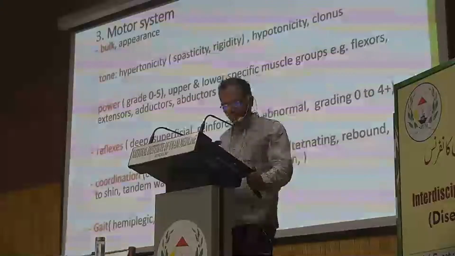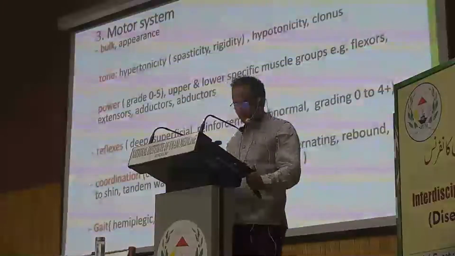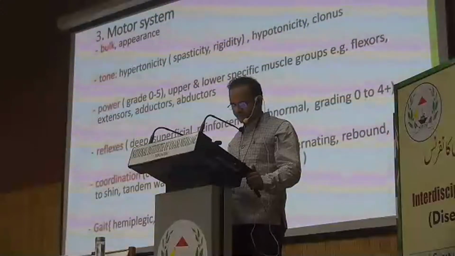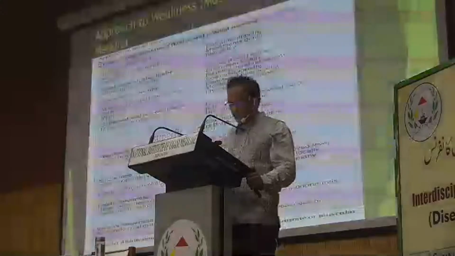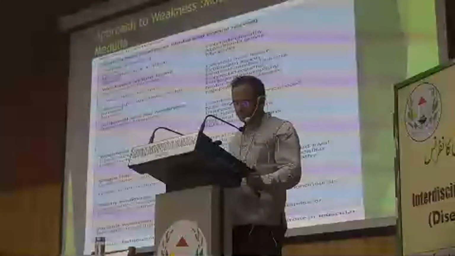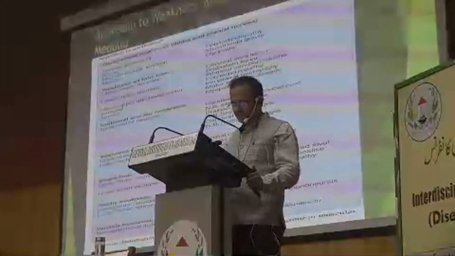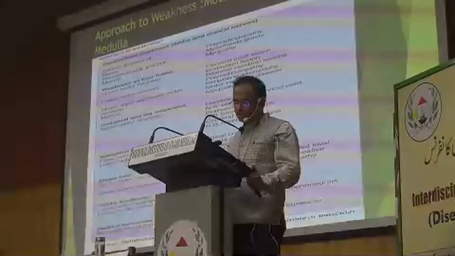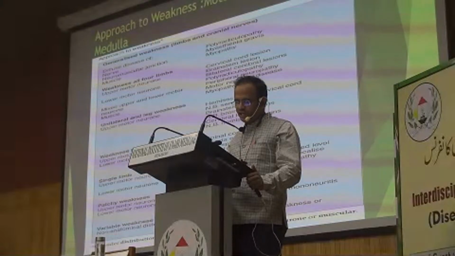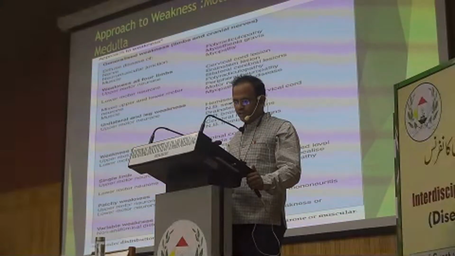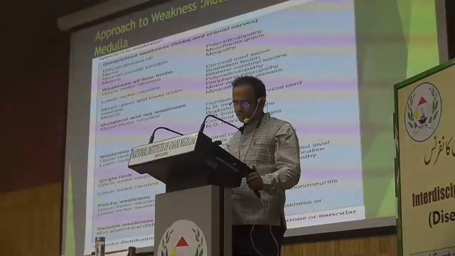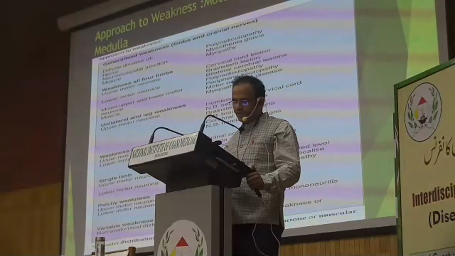So coming to the motor system, it will be examined under the following headings: bulk, tone, power, reflexes, coordination, and gait. To summarize how we approach motor weakness, first is generalized weakness, that is limbs and cranial nerves. In diffuse disease involving the nerve, they will feel very well in the morning. At the end of the day, they will feel fatigue and weakness. In muscle disease, the weakness will be uniform throughout the day, something like Duchenne muscular dystrophy, usually along with pseudohypertrophy.